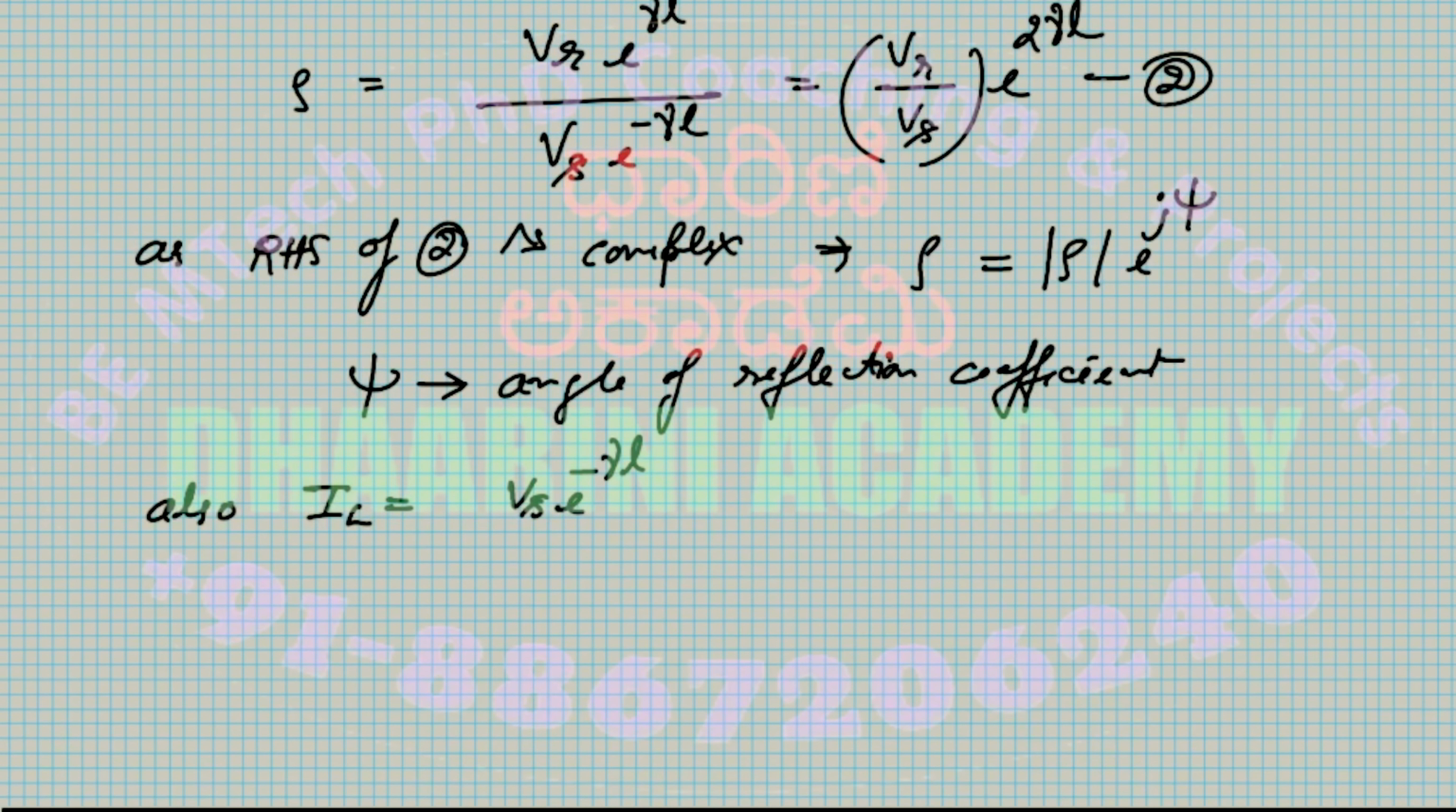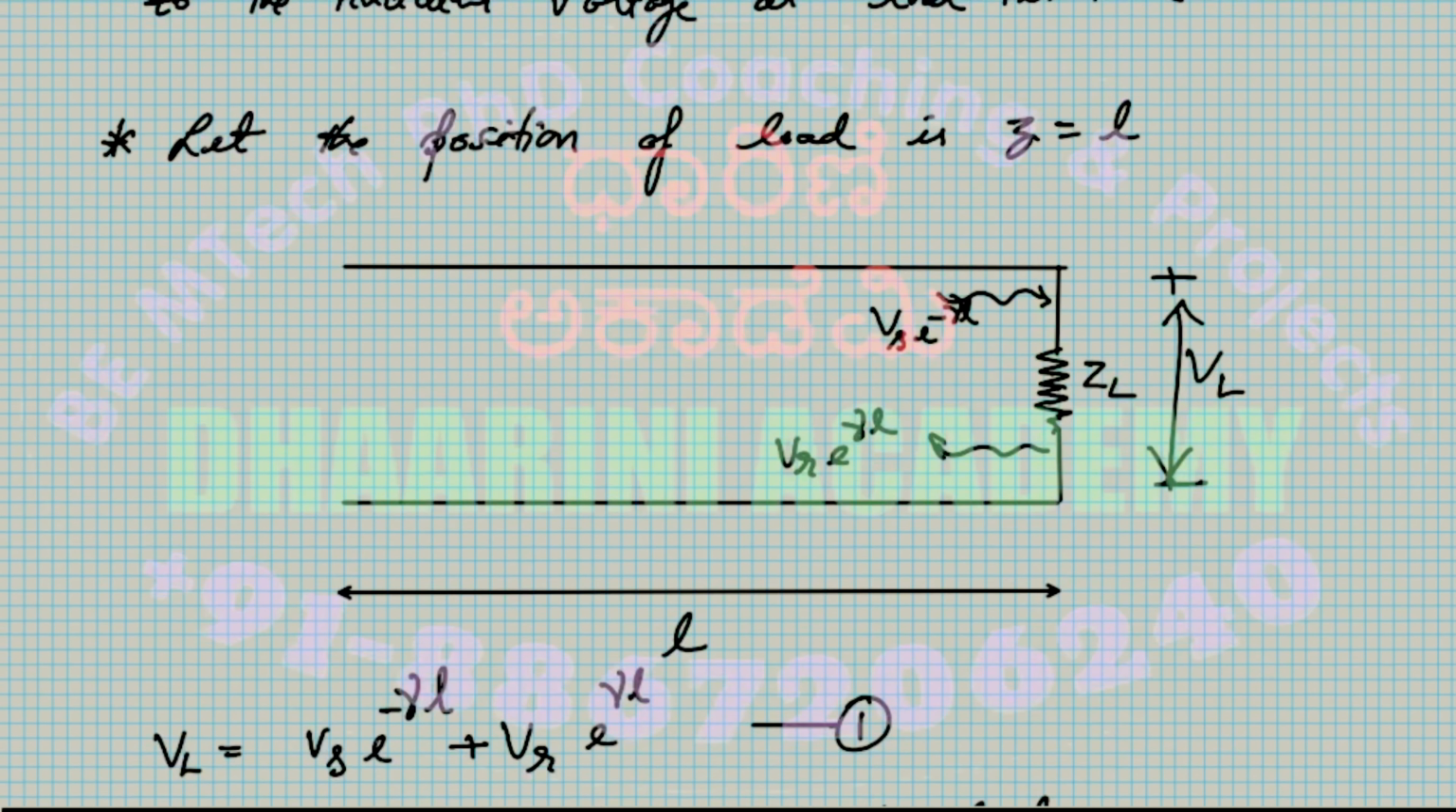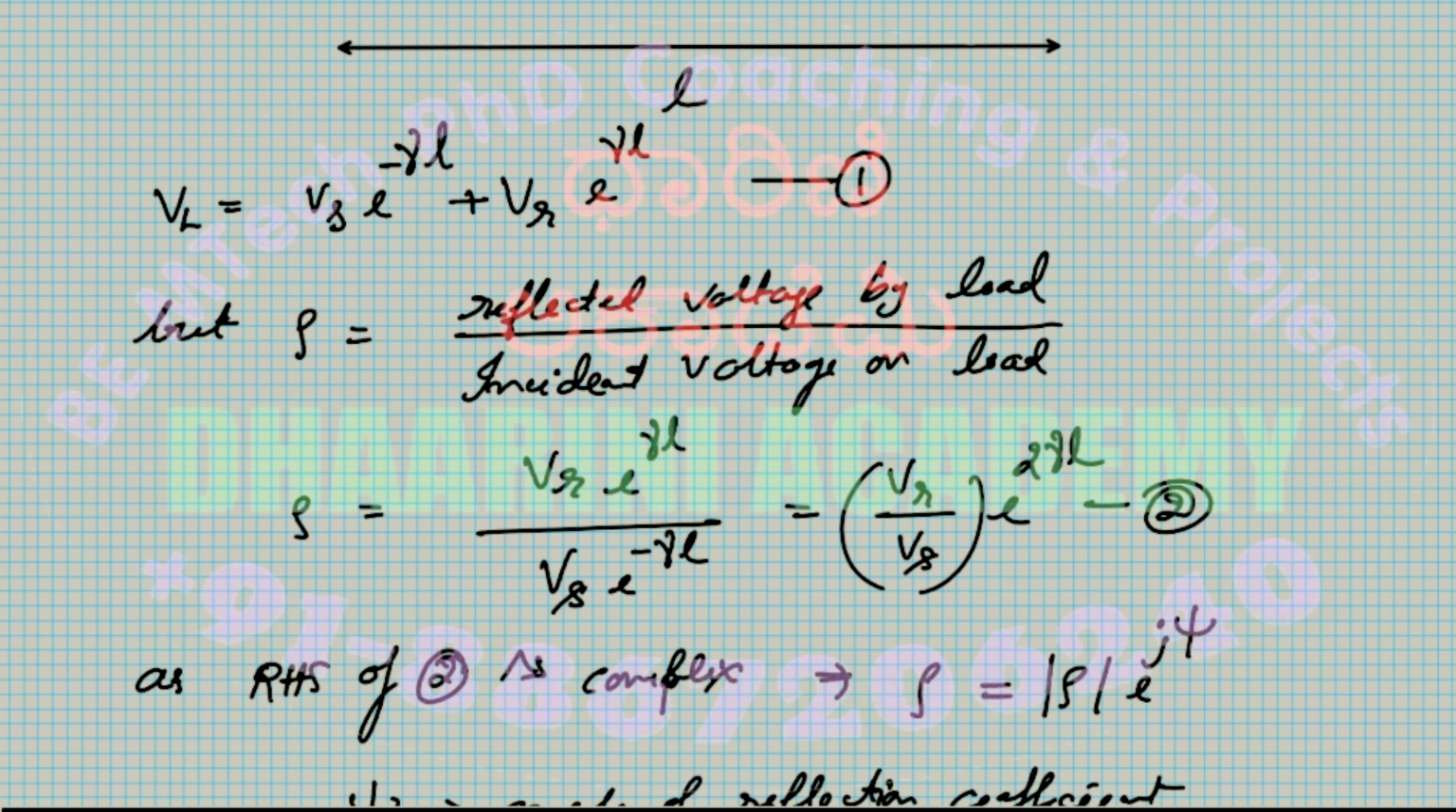Okay, this is enough for us. So Vs e to the minus gamma L minus Vr e to the power gamma L divided by Z naught. Right. So we have this, right? So this is equation number 3. Now, I have equation 1 for VL.